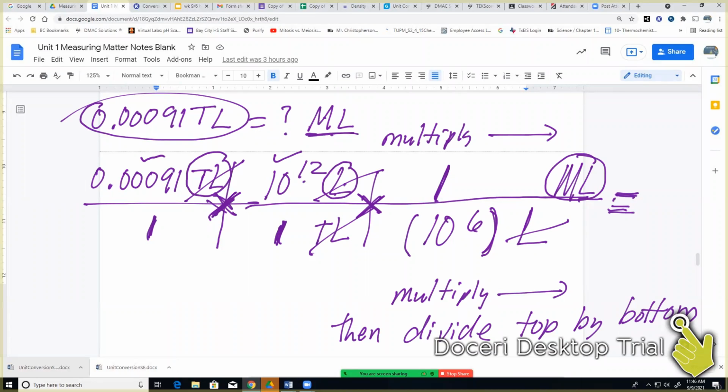Where's your calculator at, ma'am? Okay. And then come back and divide it by 10 to the 6, and I would put that in parentheses. All these other ones are just 1, so this is the only thing I really need on the bottom to divide it by. The answer is 910 megaliters. And you don't want to put a decimal at the back because that would make it 3 sig figs and we only had 2.